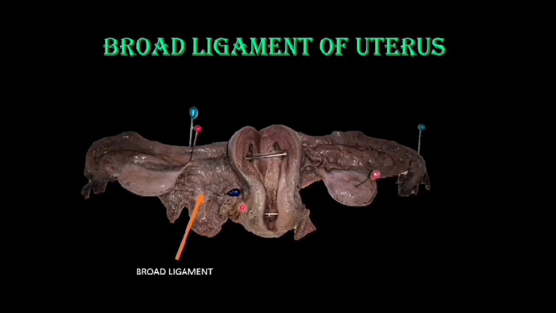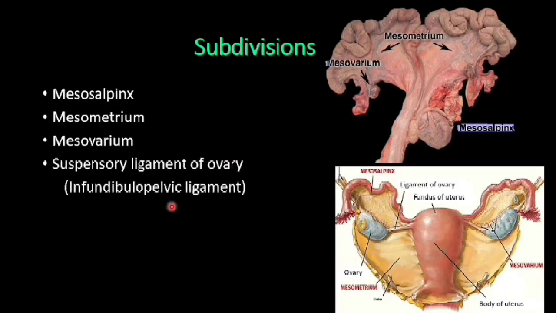Medial border is attached along the lateral border of the uterus and it is related to the tortuous uterine vessels, whereas the lateral border is attached vertically to the lateral pelvic wall. Now we'll see the subdivisions of broad ligament. They are divided into mesosalpinx, mesometrium, mesovarium and suspensory ligament of ovary.